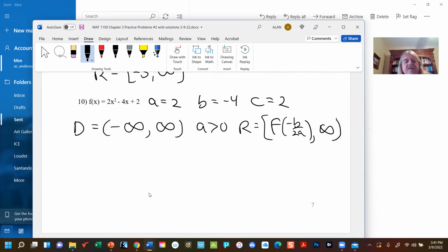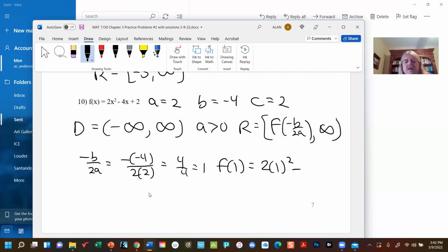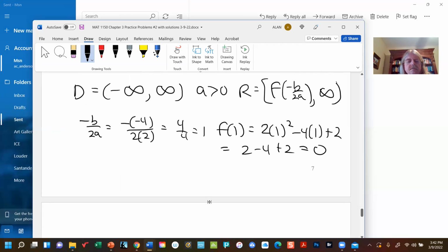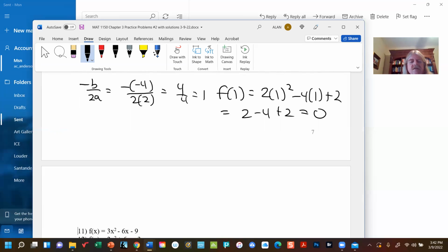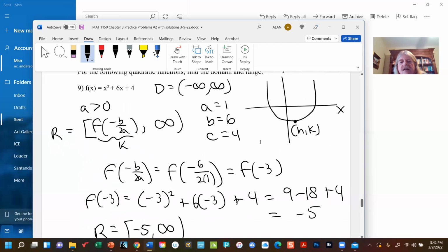Okay, so now -b/2a is -4 over 2 times 2, 4/4, which is 1. F of 1 is 2 times 1 squared minus 4 times 1 plus 2. 2 minus 4 plus 2, what do you know, is equal to 0. Interesting. So therefore, the range is just everything from 0, including 0, up to infinity. Okay, notice the parabola sits exactly on the horizontal axis.